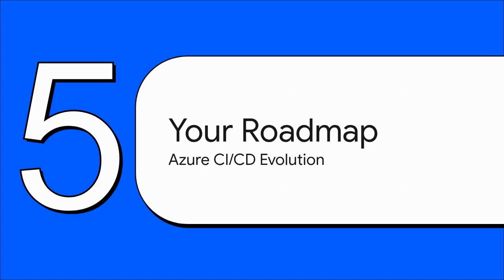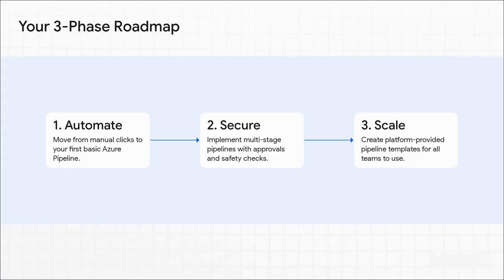Okay, so we have covered a lot of ground. Let's pull this all together into a really clear roadmap that you can take and use to guide your own CI/CD evolution. Here it is, your three-phase plan. Step 1, just automate everything. Get out of the portal and into a basic pipeline. Step 2, secure your production gates. Use stages and approvals. And step 3, standardize that success by creating templates that can scale across all your teams.